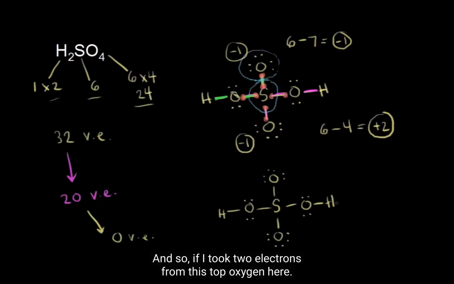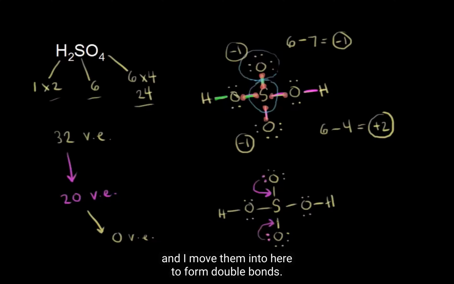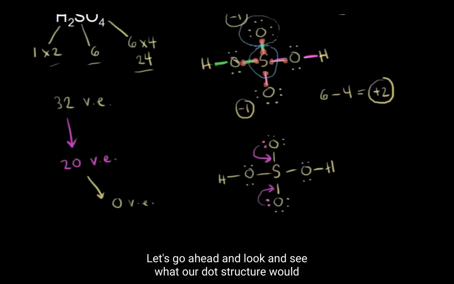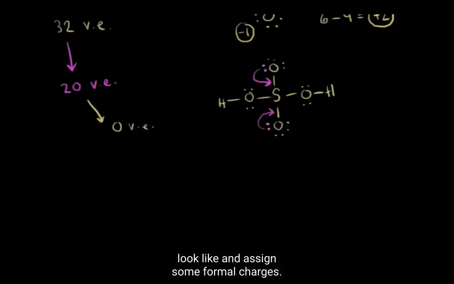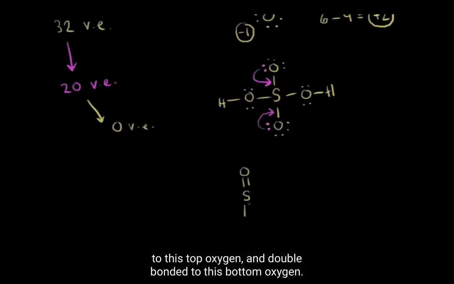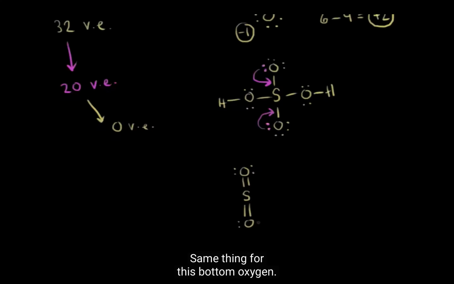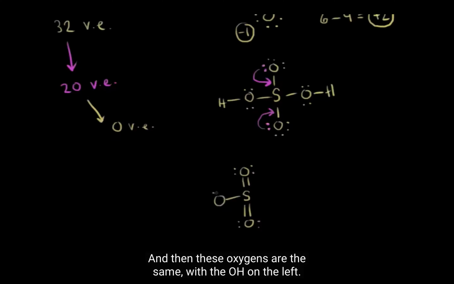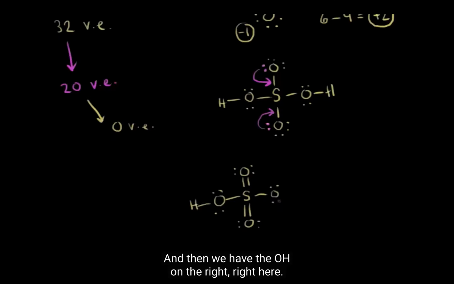And so if I took 2 electrons from this top oxygen here, and I moved them into here, and if I took these 2 electrons right here and I moved them into here to form double bonds, let's go ahead and look and see what our dot structure would look like and assign some formal charges. So now I would have sulfur double bonded to this top oxygen and double bonded to this bottom oxygen. Top oxygen has only 2 lone pairs of electrons around it, same thing for this bottom oxygen, and then these oxygens are the same with the OH on the left, and then we have the OH on the right here.